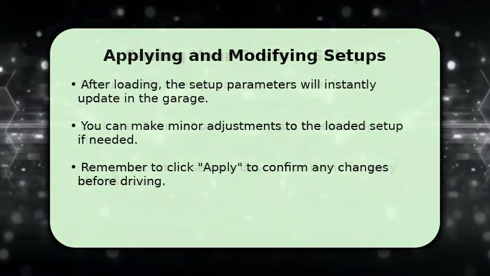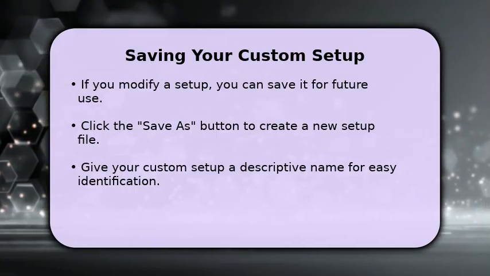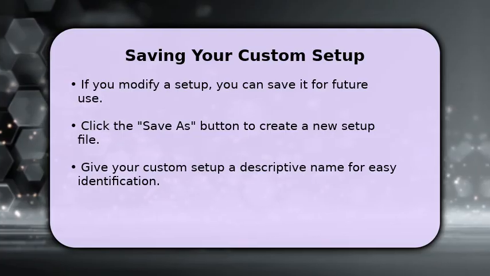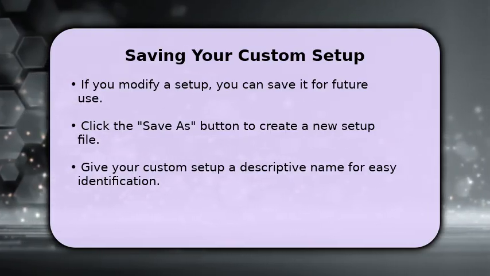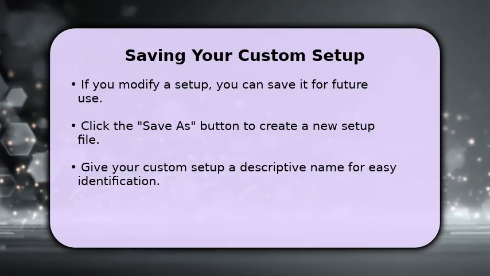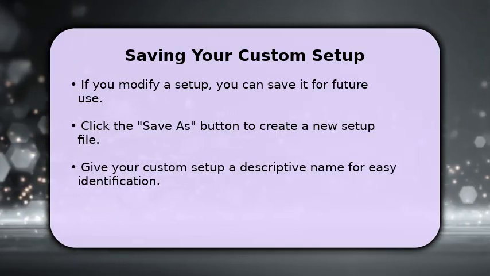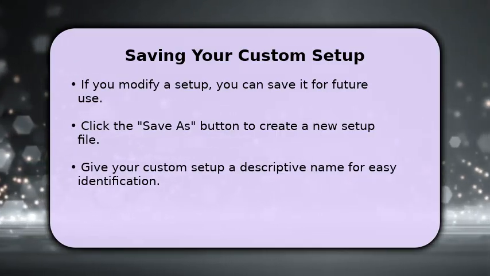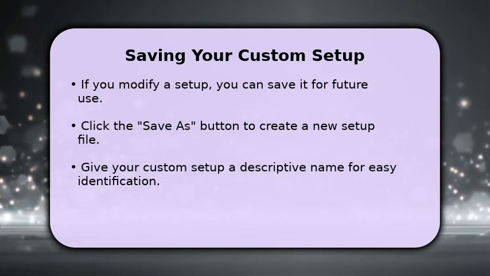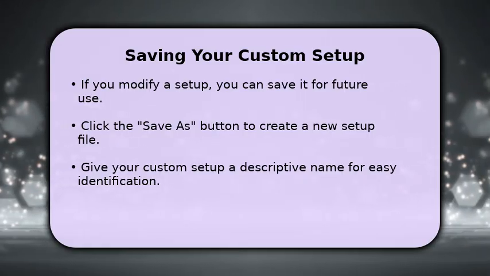your car. If you've made any personal adjustments to a loaded setup or created one from scratch, you'll want to save it. Click the Save As button, which will prompt you to name your new setup file. Choose a descriptive name, perhaps including the track, car, and conditions, to easily find it later. This ensures your custom tuning is preserved and readily available for your next session, saving you valuable time.